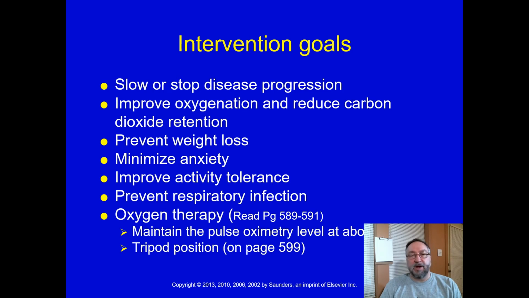Oxygen therapy, they very well might be on oxygen at home. And you want to maintain a pulse oximetry right around 90%, 88 to 92, 88 to 94, right in there, right? And tripod position. What is that? They're kind of going to be leaning forward, right? They're going to kind of put their elbows down there on the table, and they're just going to kind of lean forward. It can help them breathe a little bit.